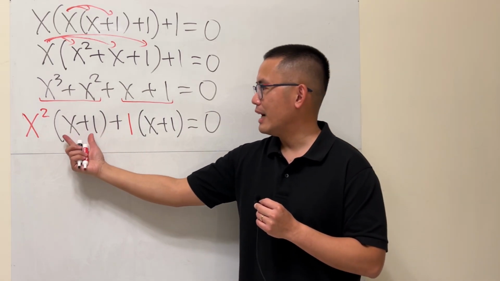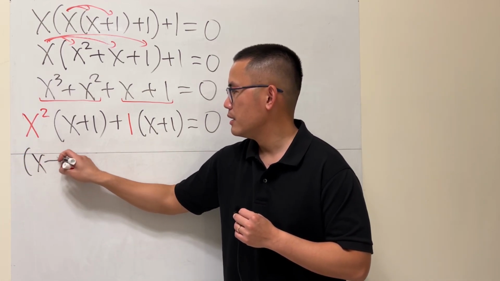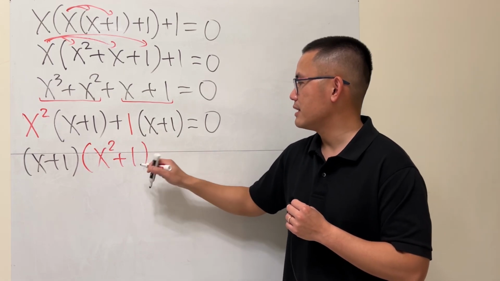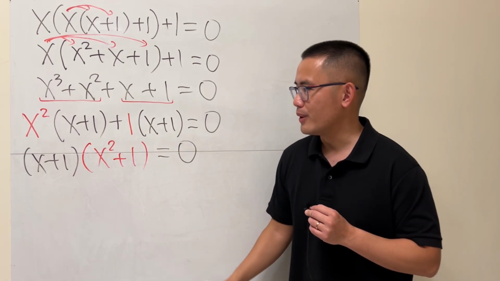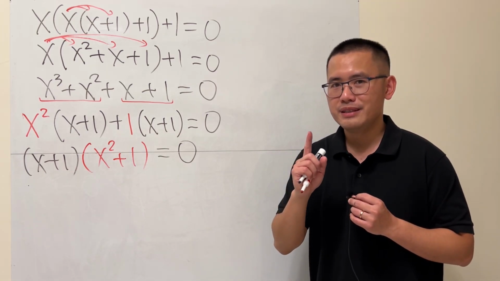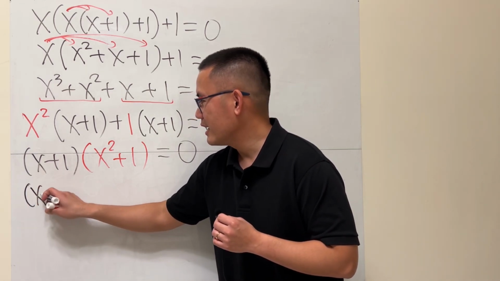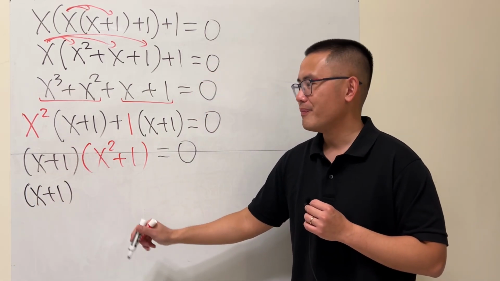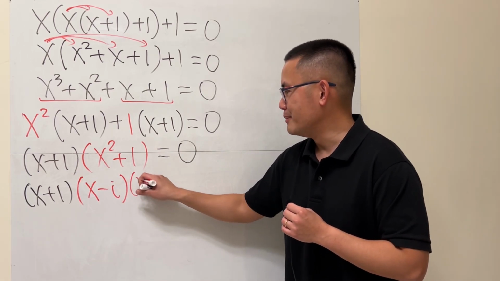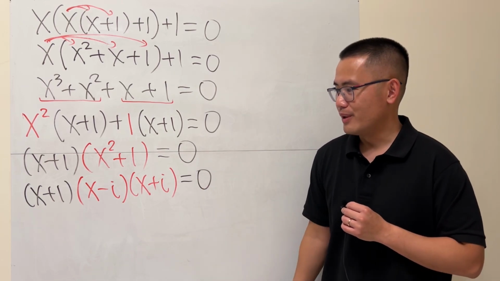Now, we have x plus 1 in common, so we can factor that out. And then we have x squared plus 1 left, like so, and that's equal to 0. We cannot factor this anymore, but how about this? Yes, we can use complex numbers. Check this out. We will get x plus 1 here, still the same, but this right here can be written as x minus i times x plus i, and that's equal to 0.